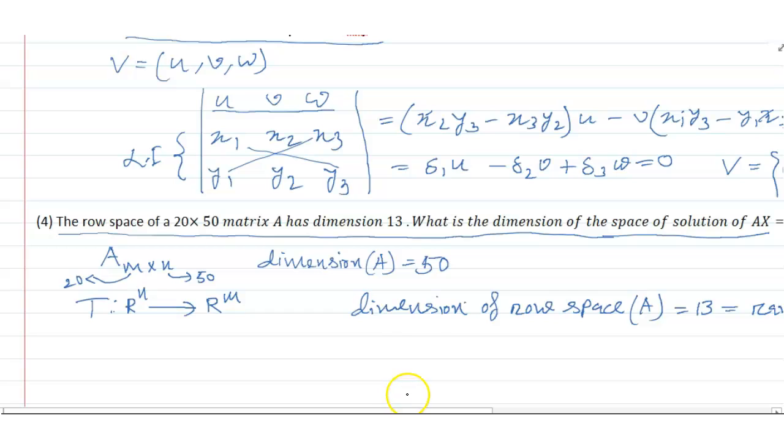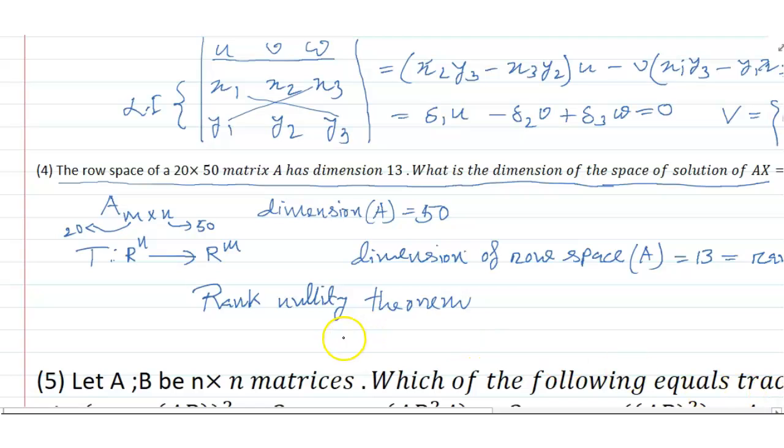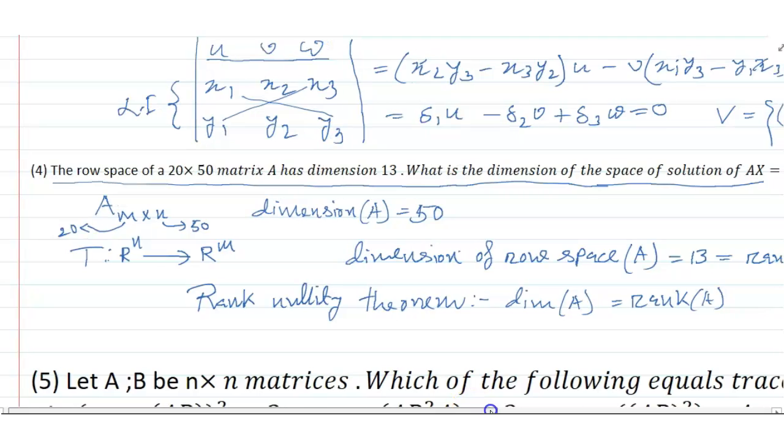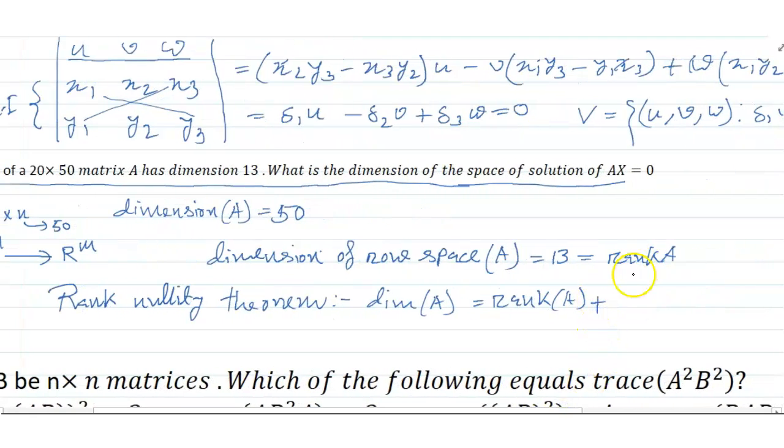So rank of A is equal to 13. Whatever you get, you use the rank nullity theorem. What is the rank nullity theorem? Rank nullity theorem is that dimension of A is equal to rank of A plus nullity of A.